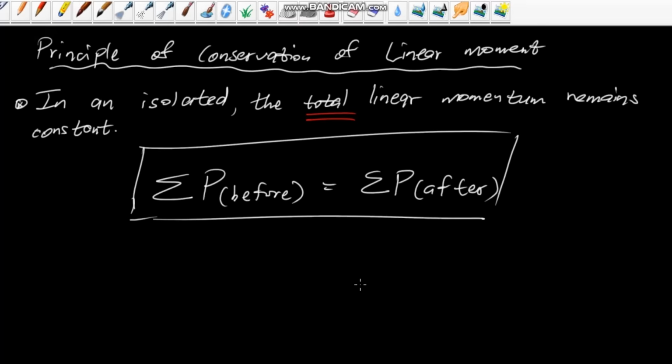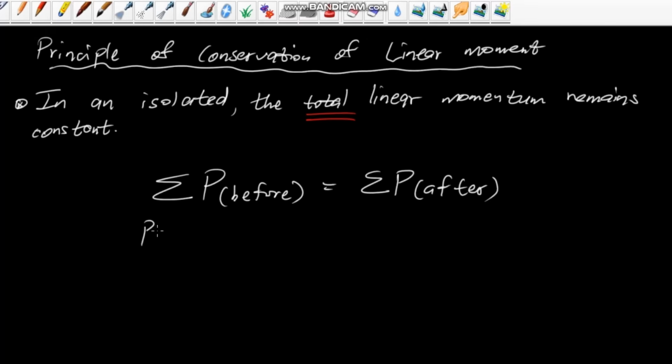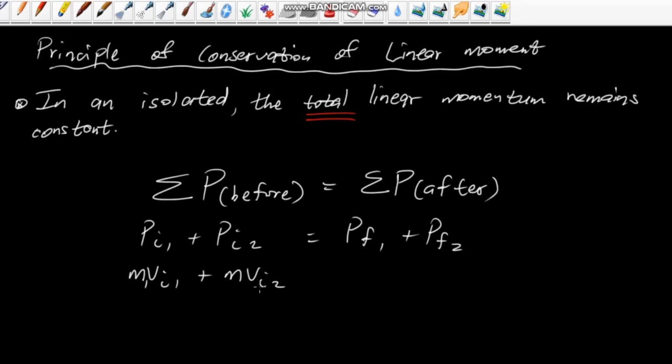So sigma P before equals sigma P after. What does that mean? Let's expand this equation. It means P initial of object 1 plus P initial of object 2 equals P final of object 1 plus P final of object 2. P initial is m v initial of object 1, mass 1, plus P initial of object 2, m v initial of object 2, mass 2. I hope you get that.